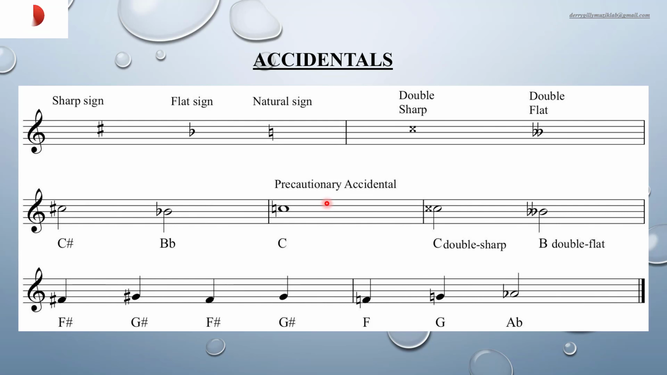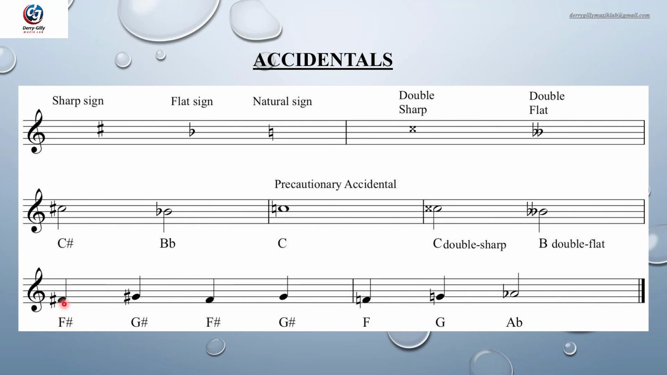Often, however, as a reminder, composers will place a precautionary accidental before a note that was previously chromatically altered. You could see that this one has been altered already. So they will place a precautionary accidental to show that the note was originally altered, so that it will come back to the normal or natural sign. So we can have some examples of the notes here.